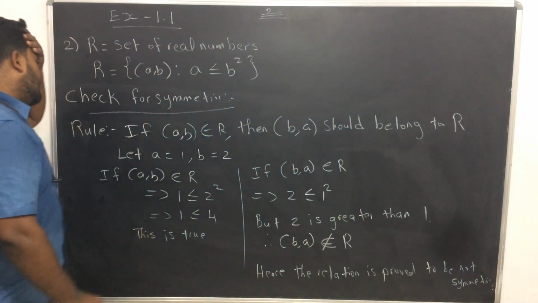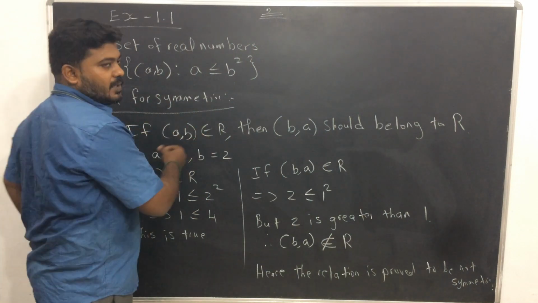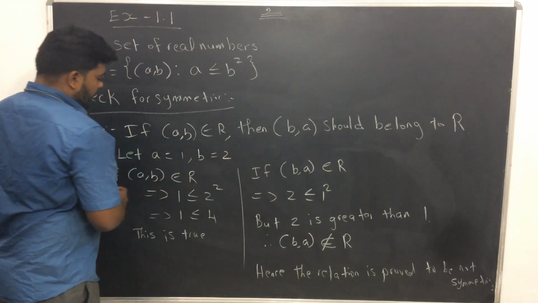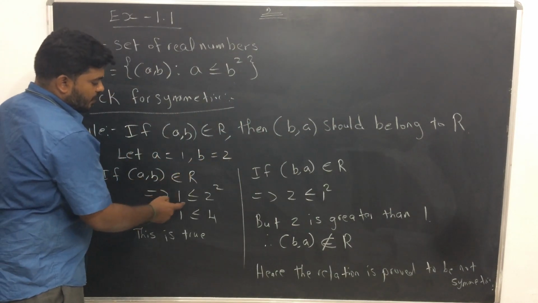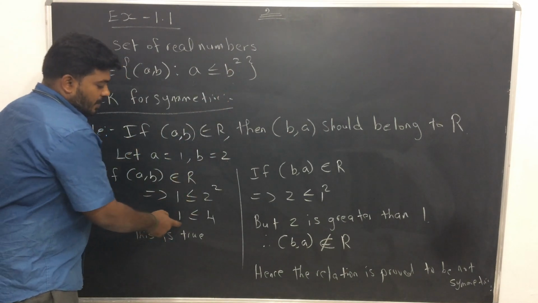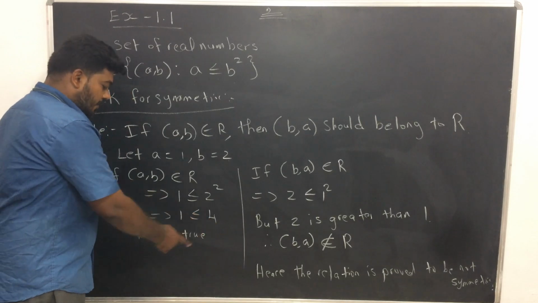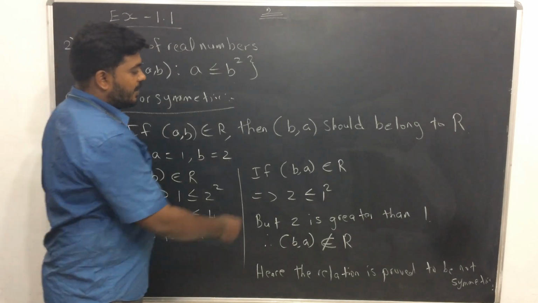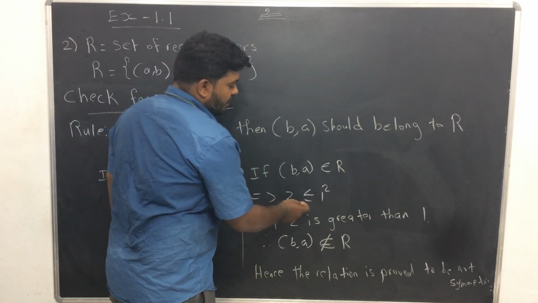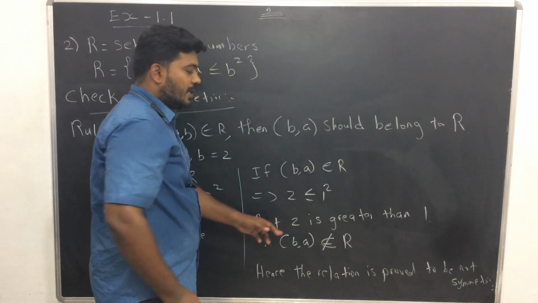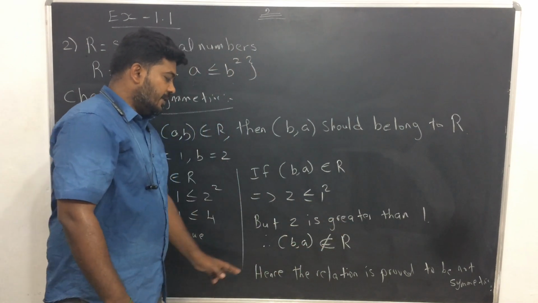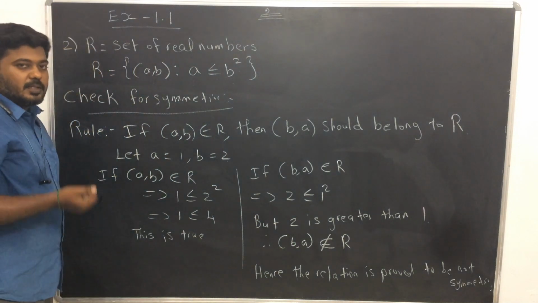Okay. Now how did we start? We started by writing the rule: if (a, b) belongs to R, then (b, a) should belong to R. We took a to be 1 and b to be 2. If (a, b) belongs to R, then this implies that 1 is less than or equal to 2 squared, as per the condition for the relation. This implies that 1 is less than or equal to 4. Of course, 1 is less than 4, so this is true. Here, if (b, a) belongs to R, it implies that 2 should be less than or equal to 1 squared, but 2 is greater than 1. Therefore, (b, a) will not belong to R. Hence, the relation is proved to be not symmetric.